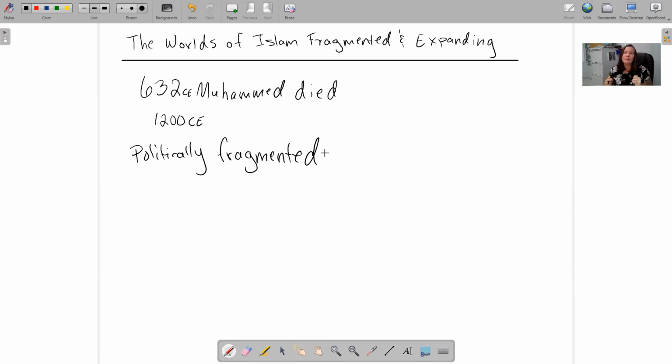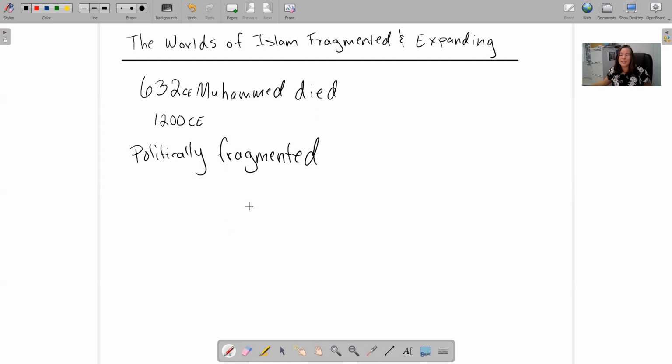Let's pretend our school has become politically fragmented. It would mean that each one of the teachers starts refusing to listen to the director. And we all start making our own rules for our own classrooms because we're sick and tired of listening to the director. We think the school is too big and he doesn't know what's best for our classroom. And we start making our own rules. That's what politically fragmented means.